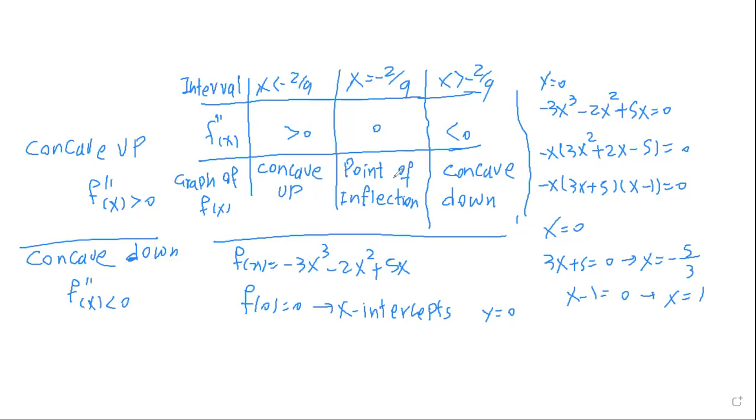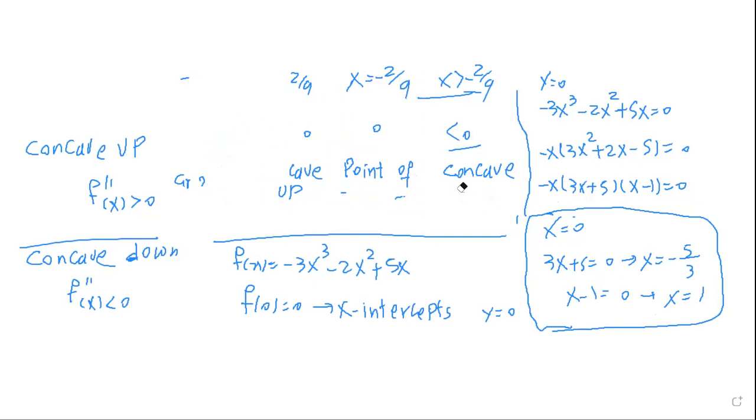Then we know these x-intercept points are important for us now. Keep in mind, at negative 2/9, we're at the point of inflection. This is important. Point of inflection means what? A change of direction of the concavity, positive or negative.